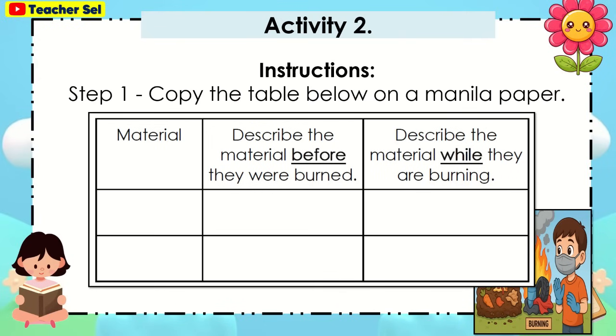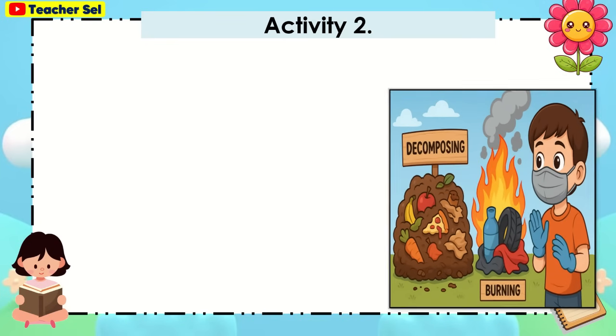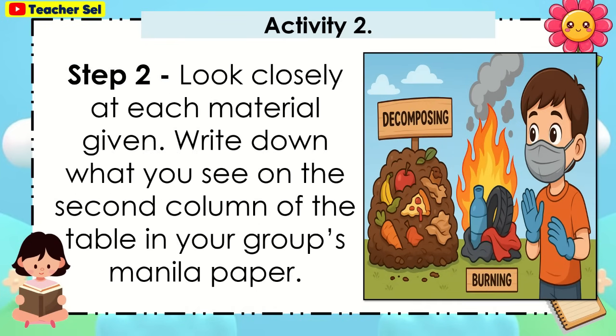Step 1. Copy the table below on a manila paper. On the first column, we have the materials. Second column, describe the material before they were burned. In the third column, describe the material while they are burning. Step 2. Look closely at each material given. Write down what you see on the second column of the table in your group's manila paper.